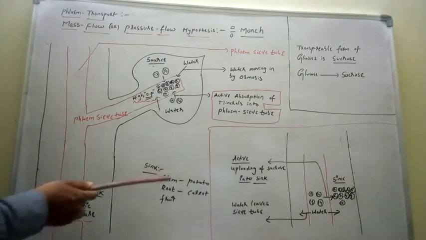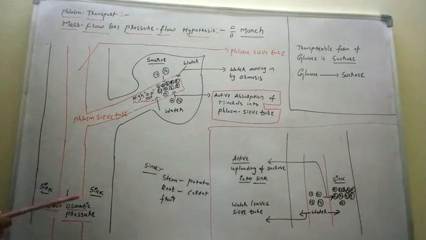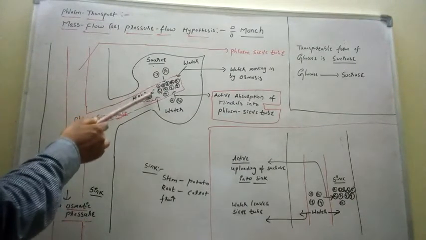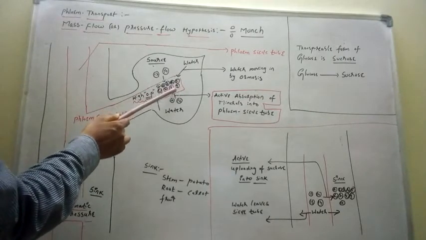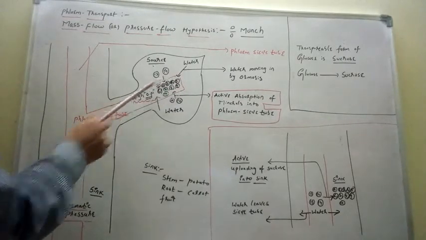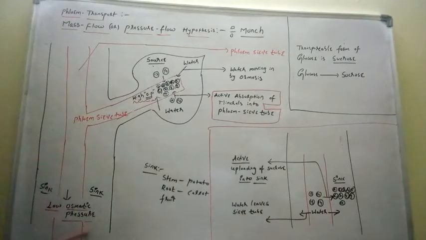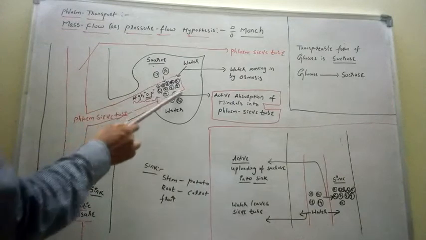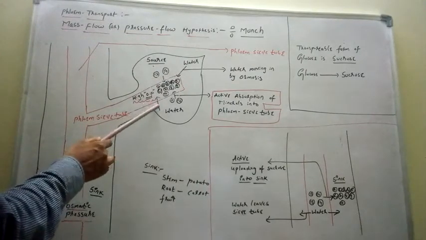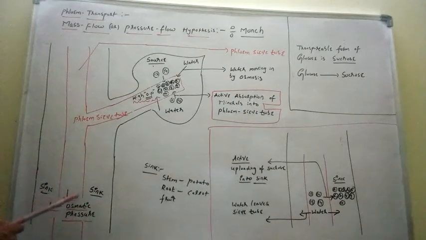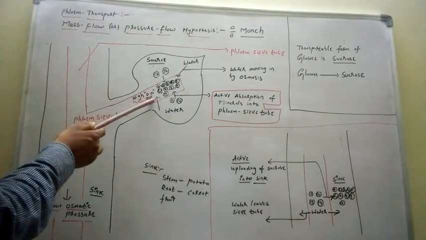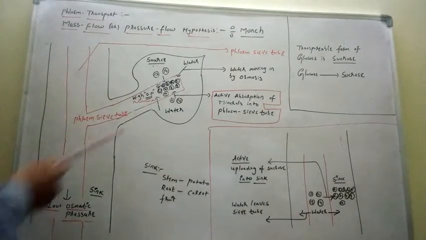In the sink region, this is the phloem sieve tube. Here there is no water, but here a large amount of water is present. What I am telling is, in this region of the sieve tube, a large amount of water is there. In this region of the sieve tube, there is no water. So because of the high water present in the sieve tube, the osmotic pressure will be high. Because of no water in this sieve tube, osmotic pressure is very low. So water moves from high osmotic pressure to low osmotic pressure.